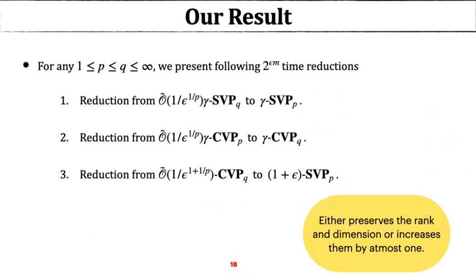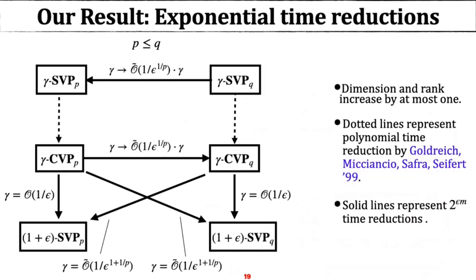For reduction 3, we can also interchange p and q by using a combination of all these reductions. Okay, so this is the pictorial view of all our reductions. The solid line represents our contribution, which is the 2 to the epsilon m time reductions, and the dotted line represents the polynomial time reduction by Goldreich, Micciancio, Safra, and Seifert.